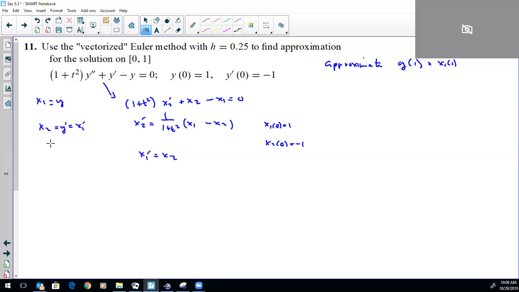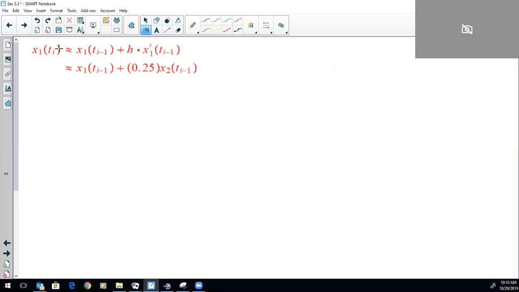Euler says that x1 of some t1 value is approximately x1 at the previous value plus your step size times x1 prime at the previous value. But x1 prime is just the same thing as x2. Anyway, I've got it down here on the next page.